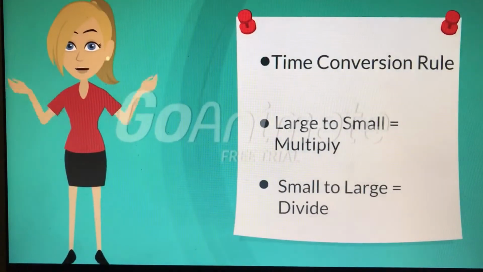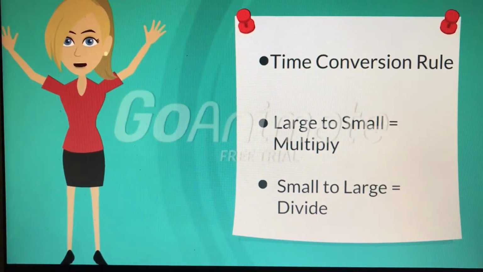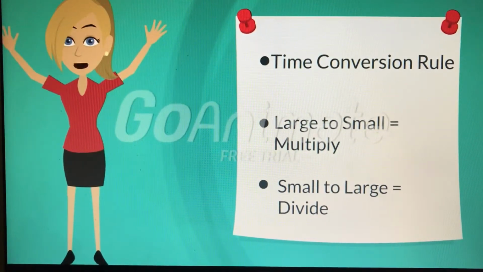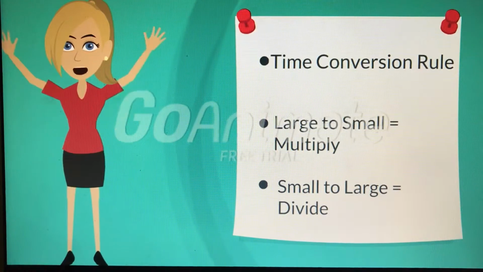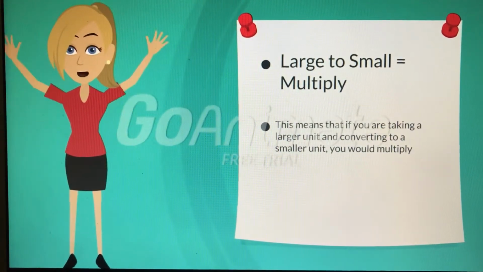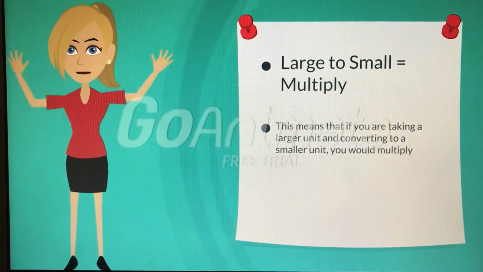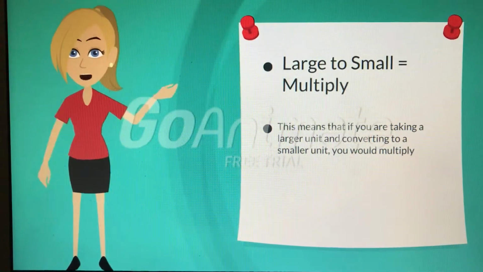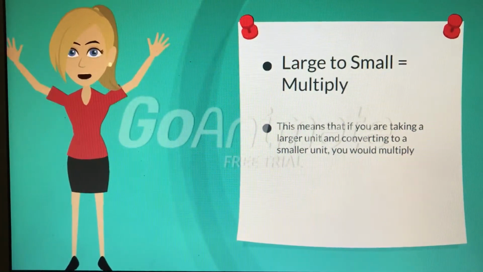When converting units of time, it's important to use the proper time conversion rule. An easy way to remember it is large to small equals multiply, and small to large equals divide. Looking closer at the time conversion rule, large to small equals multiply, this means that if you are taking a larger unit and converting to a smaller unit, you would need to multiply.